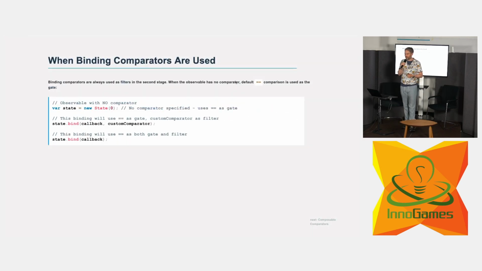When binding comparators are used, so yeah, this slide is basically saying you can do that, and if you do not do it on the state, for example, and do it in the binding, then the state comparator, as a gate, will use the equals equals per default. This is what this slide wants to say.